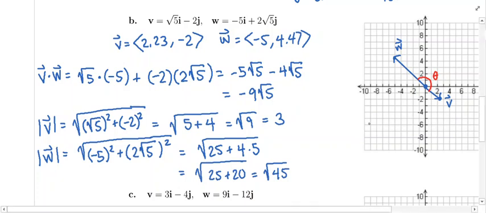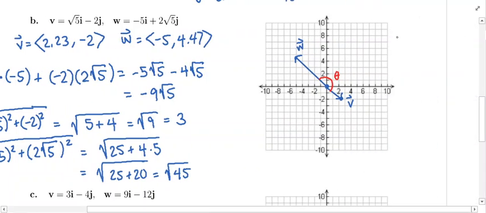So let's go ahead and plug all of this into our formula. I'm kind of out of room here, so I'll do it maybe on the other side of the picture. So we know the cosine of theta has to be equal to V dot W. The dot product, we said, is negative 9 square root of 5. That's got to be divided by the product of the magnitudes, so this is going to be 3 square root of 45.